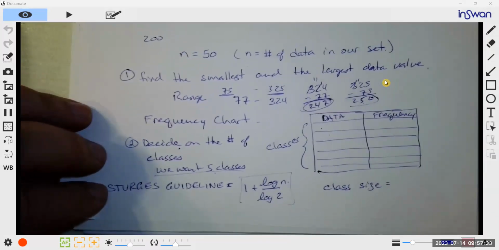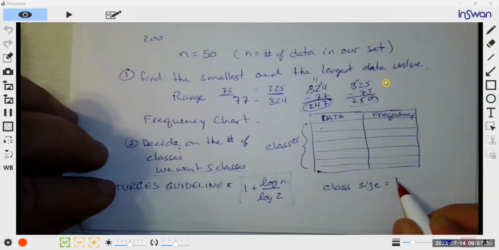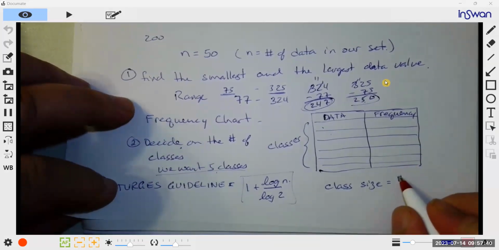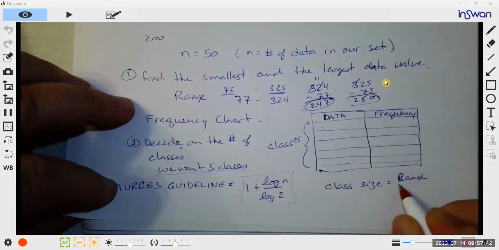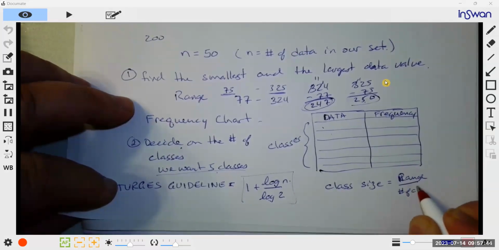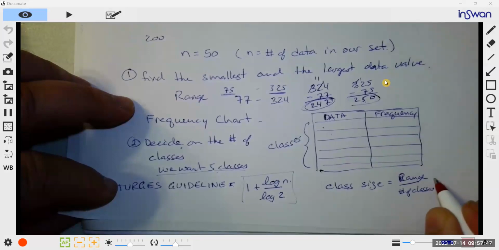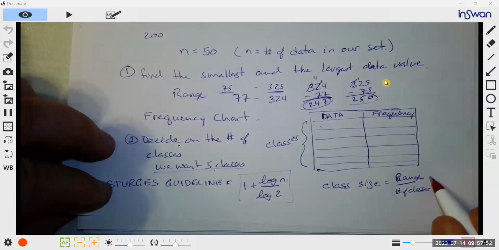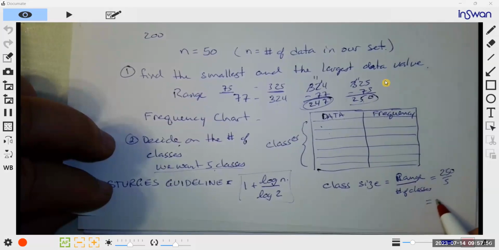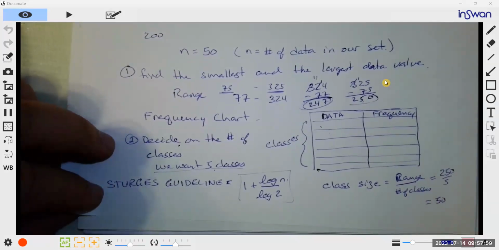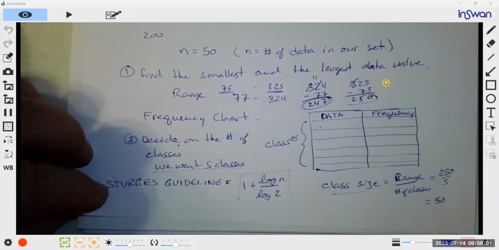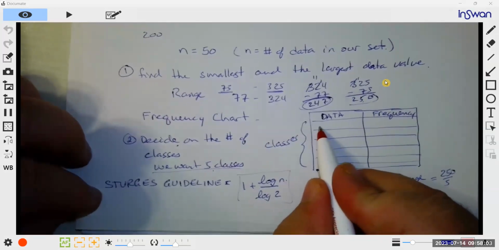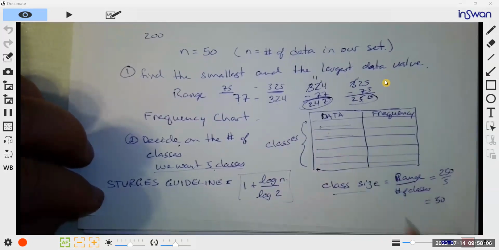Class size is determined by taking the range divided by the number of classes. Because what that's going to do is each class will be the same size. So 250 divided by 5 equals 50. So that is your class size. In this one, in this one, in this one, the range is going to be 50.